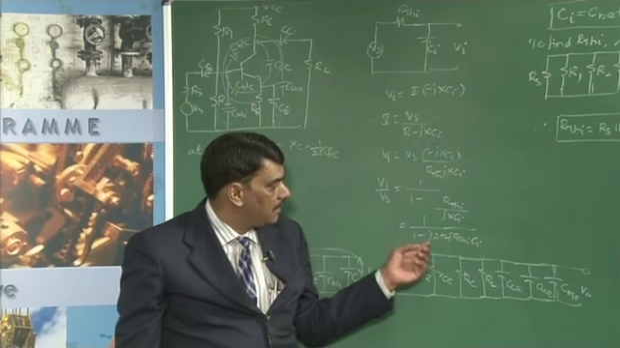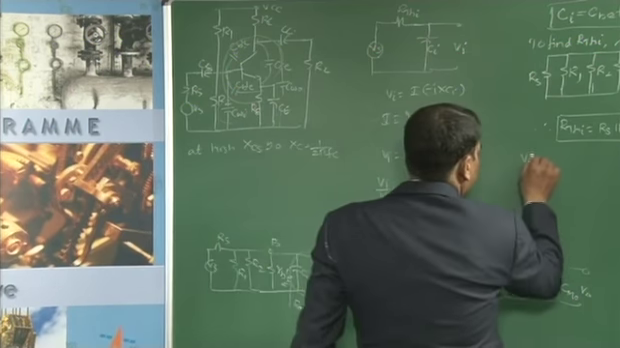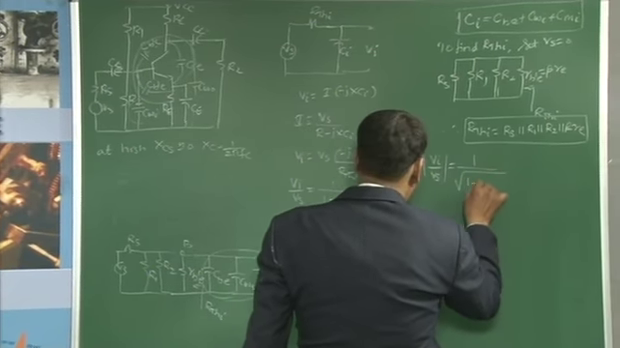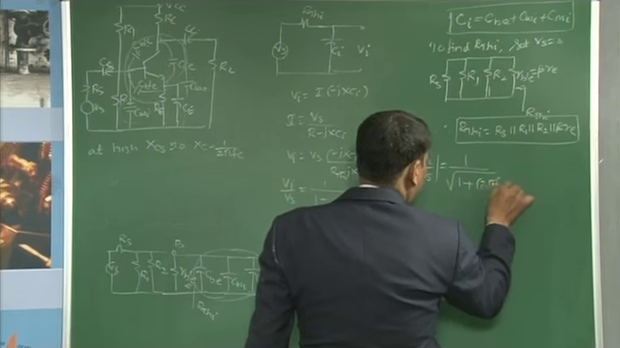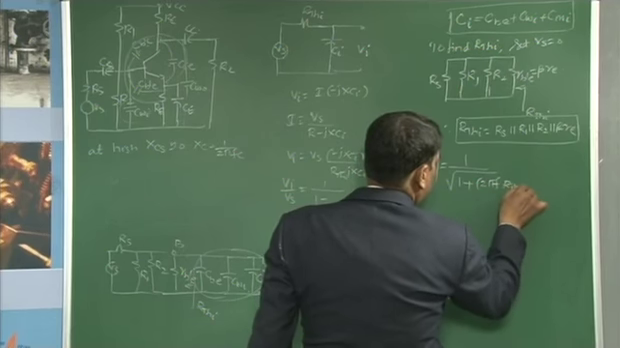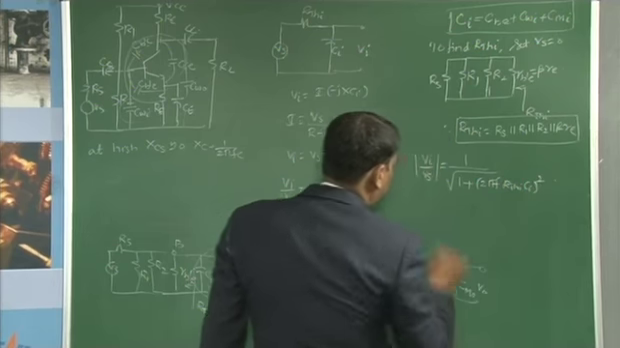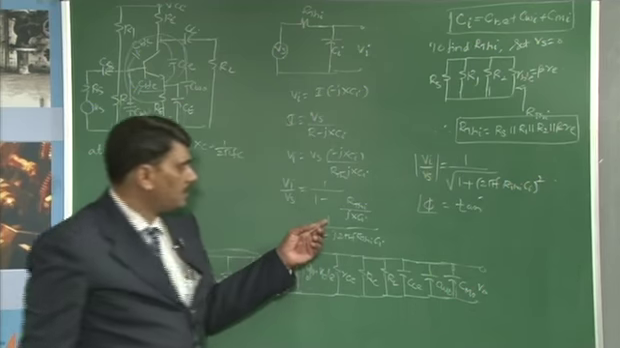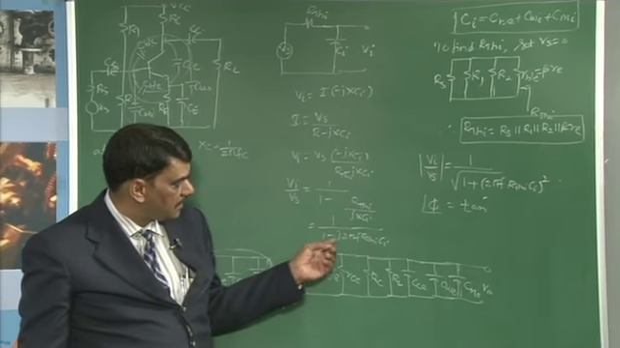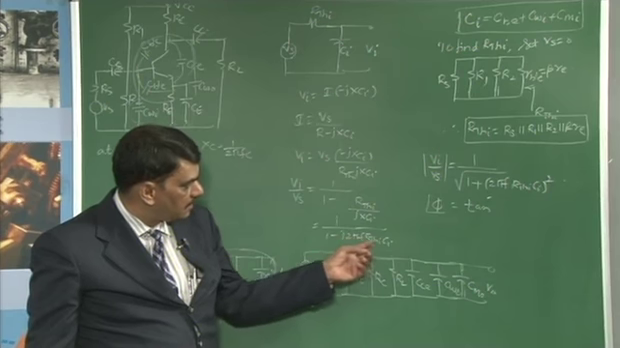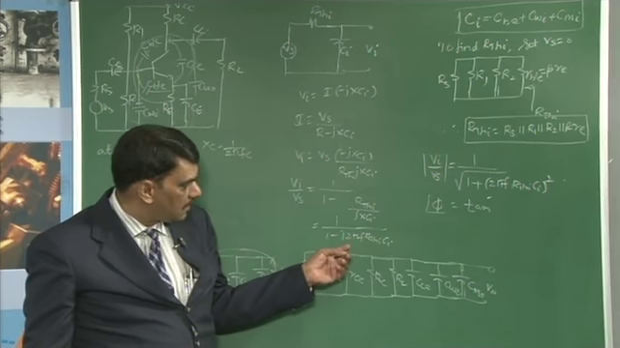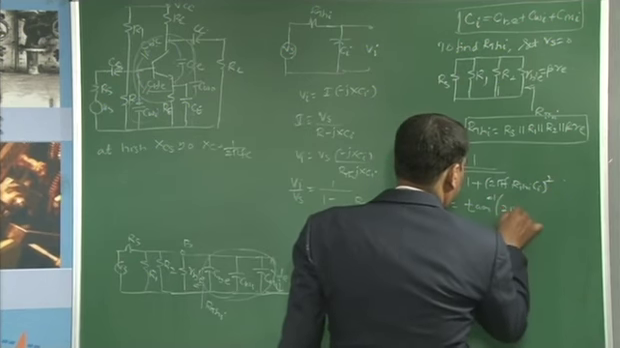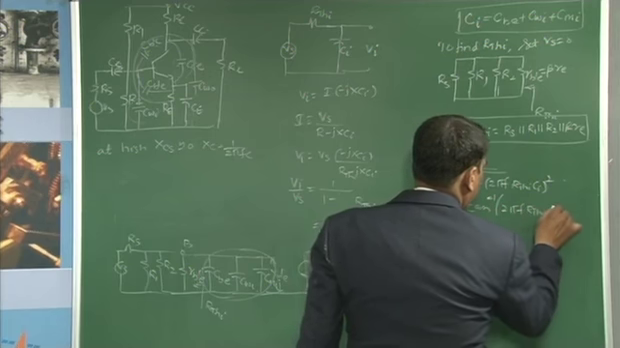The magnitude, Vi by Vs, is equal to 1 divided by the square root of 1 plus (2 pi f RTHI Ci) squared, and the phase of this is given by tan inverse of, because the numerator phase is 0 and the denominator phase is minus tan inverse, minus theta, tan of minus theta is minus tan theta, therefore, you are going to get a positive tan inverse of 2 pi f RTHI into Ci.